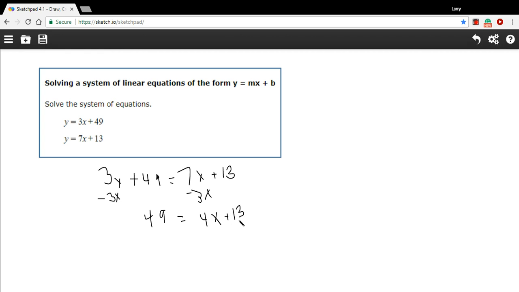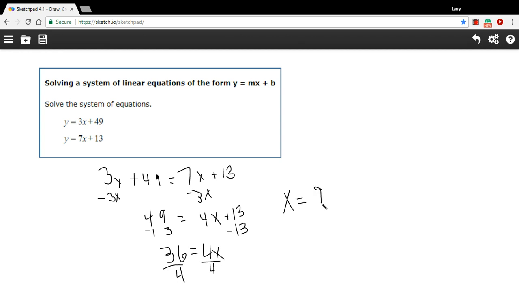Now we want to get the x term alone, so I need to get rid of this plus 13 by subtracting 13 from both sides. Let's see, 49 minus 13 is 36, and that equals 4x. And then to solve for x, finally, we just divide by 4 on both sides, and we're going to get x equals 9.